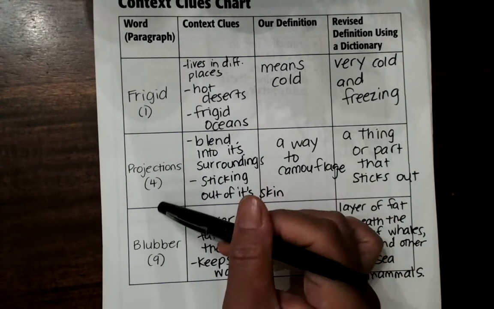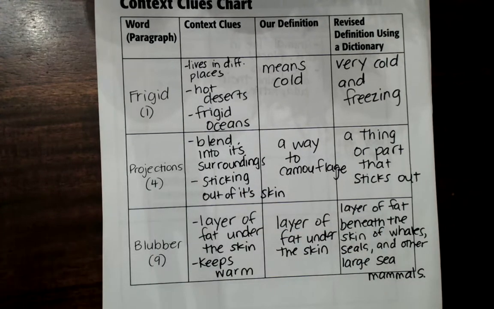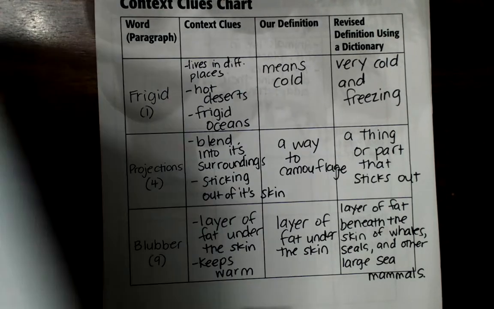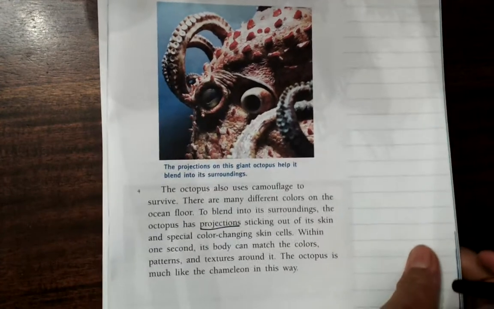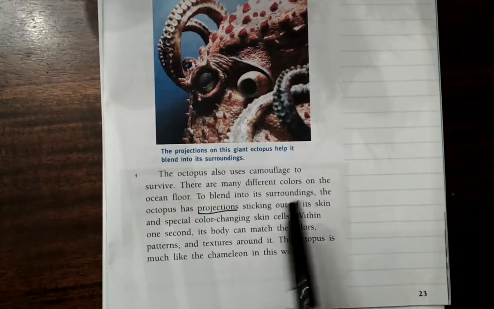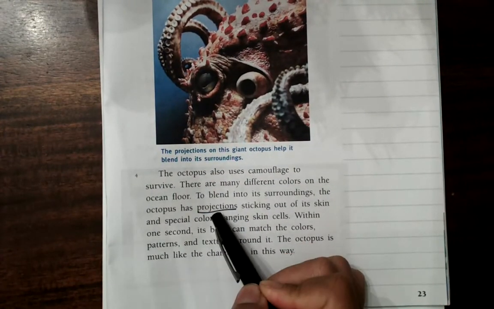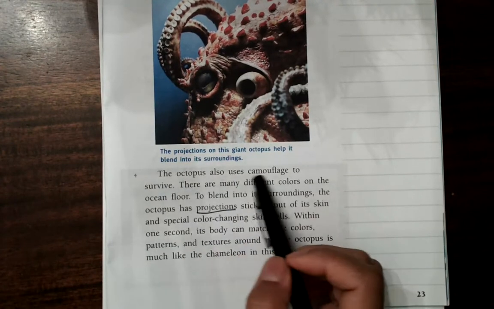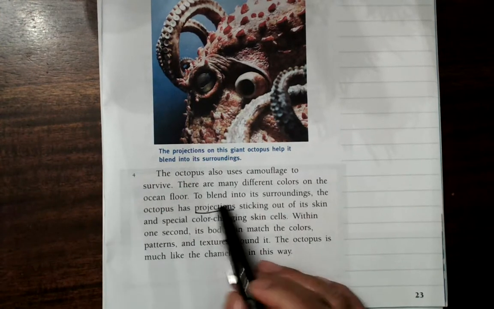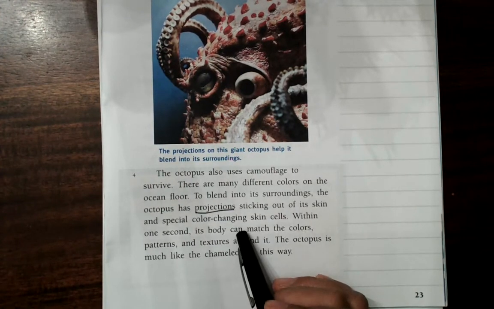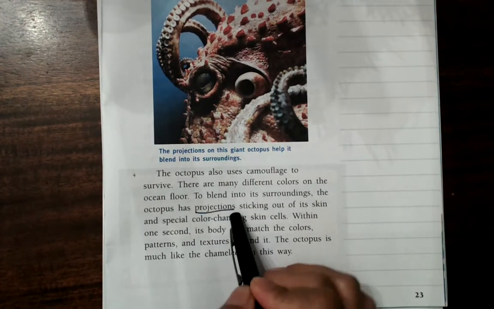Let's move on to projections in paragraph 4. Projections in paragraph 4 is on page 23 of One Body, Many Adaptations. And here we're going to be talking about the octopus, right? So again, I see the word projections. It's right in the middle of the paragraph. So I'm going to read all the sentences that lead up to the word projections, and maybe even the sentence right after it, to help me figure it out.